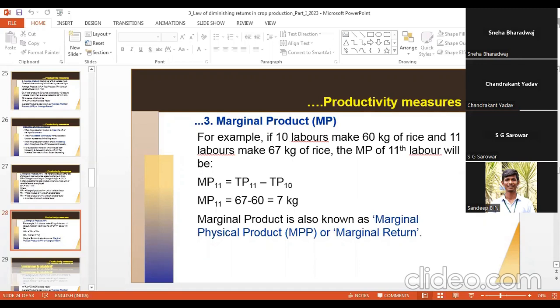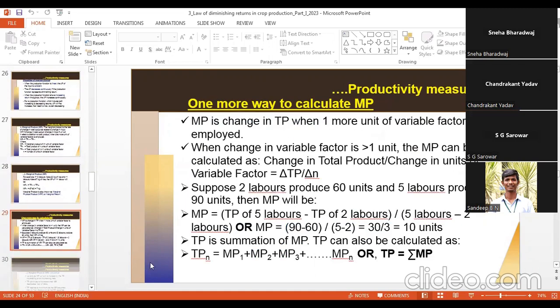Or one can do that: if you take out the MP values of all the variables and then make the total of it, it becomes your total product also. So you can see the last line in this slide, that TP is equal to summation of MP.